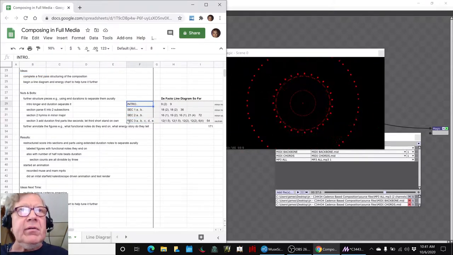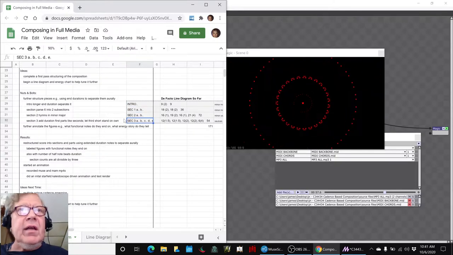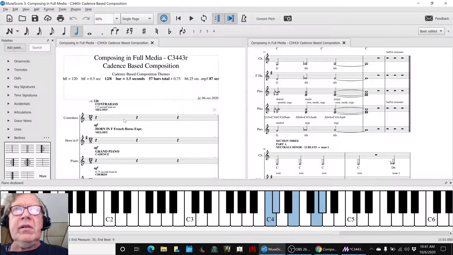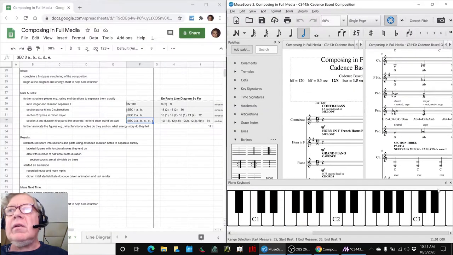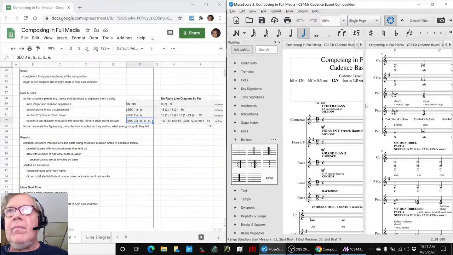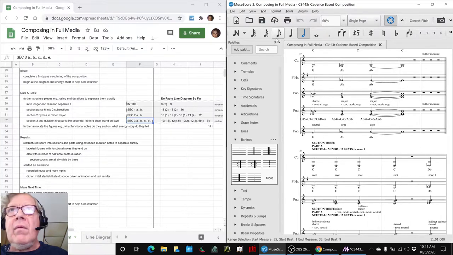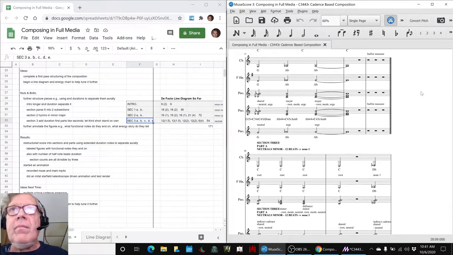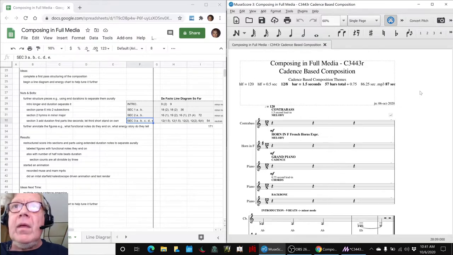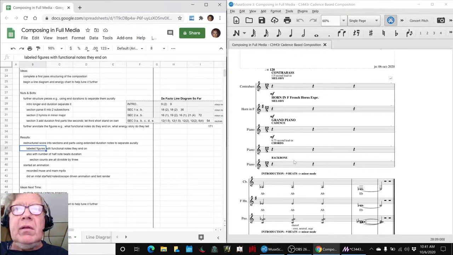We structured it into an introduction and three main sections, which we can show you here. We also labeled the figures with the functional notes they ended on. For example, this ends on a minor mode.